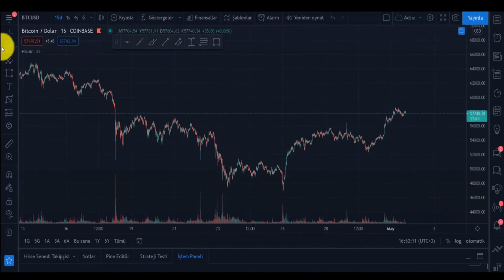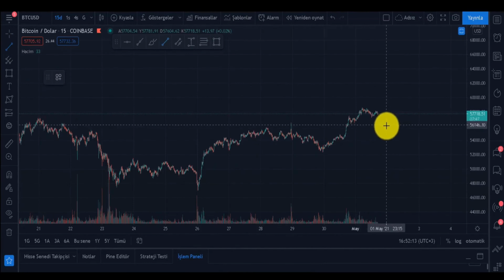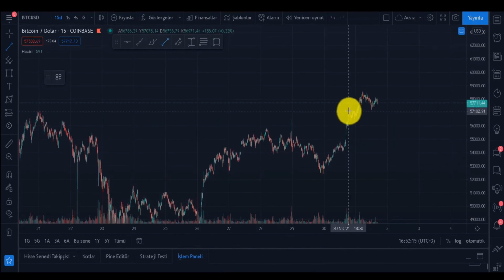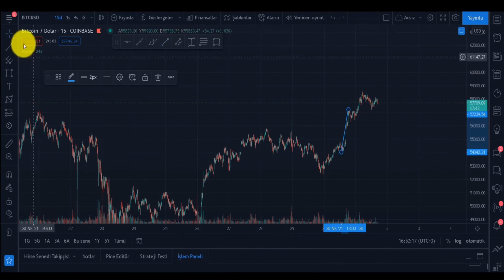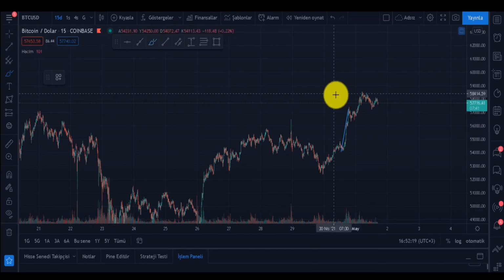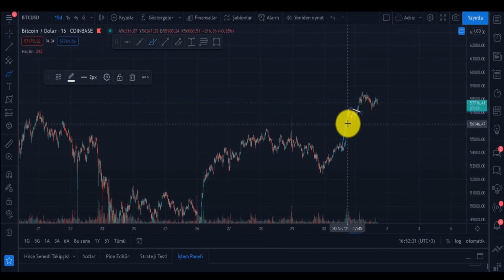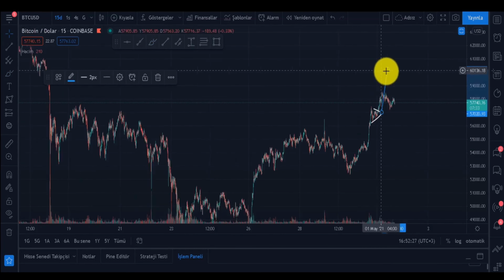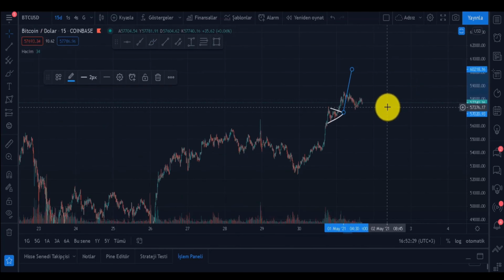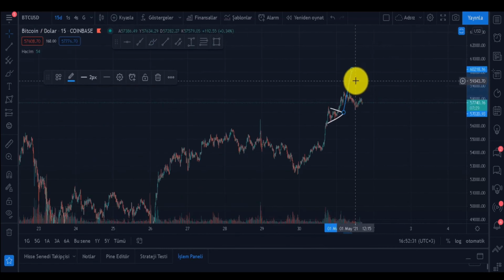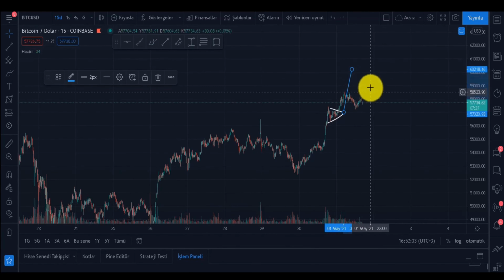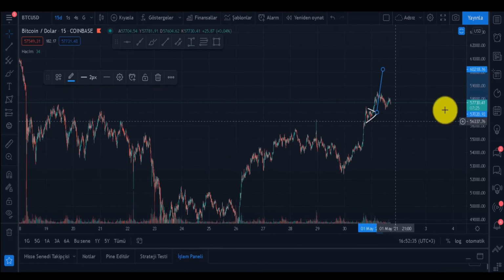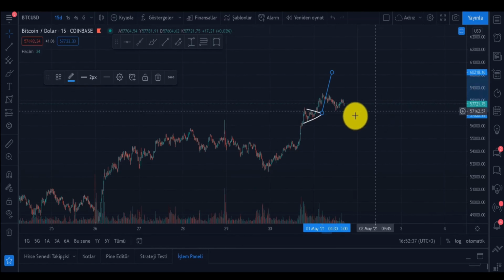For example, there has been a pennant formation in Bitcoin right here. Look at this part here. As you can see, it is like this. And we can draw it like this here. As you can see, the target here shows us that the target of this pennant is 60,000. In this way, friends, for example, we can sell around 50,500 and buy a little lower. Flags and pennants clearly show us where to buy and sell.